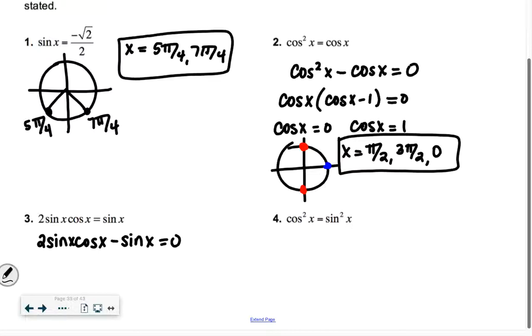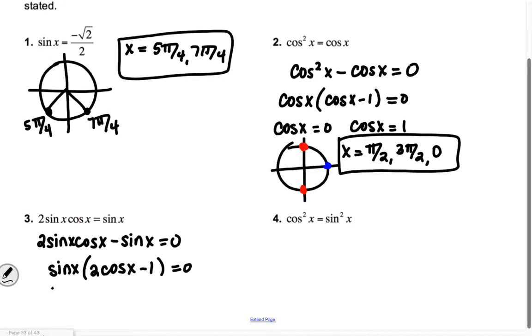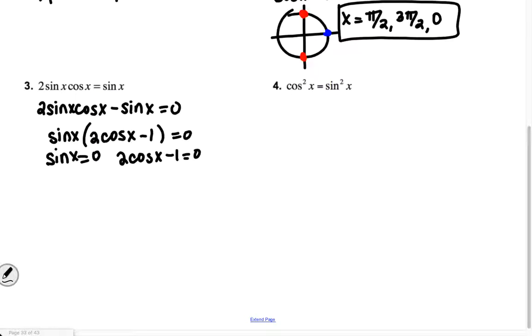Radians. All right, so we pull out the GCF of sine of x. When we do, we get 2 cosine of x minus 1. So kind of do it along with me. Set each piece equal to 0. So we want to know where sine of x is equal to 0 and where cosine of x is equal to 1 over 2.